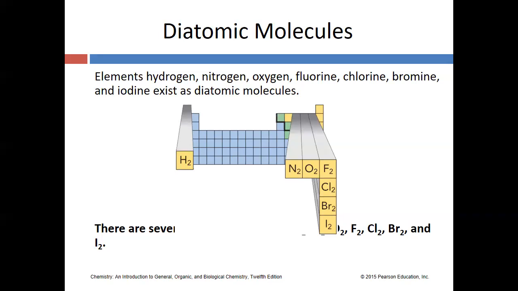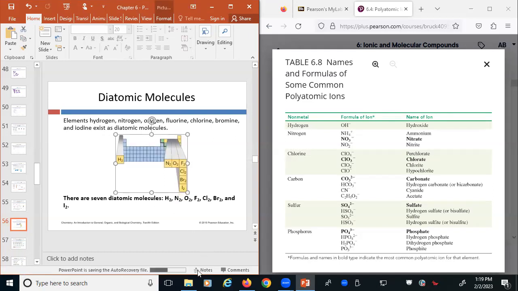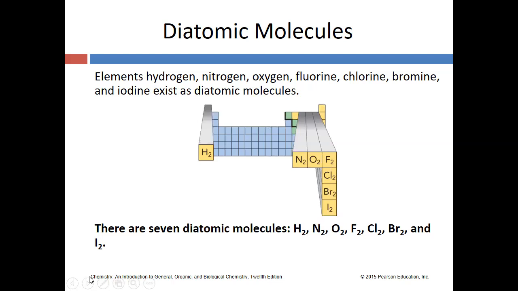Now, this kind of self-bonding takes place in a very limited series of elements here on the periodic table. In particular, we talk about 7 diatomic elements. That is 7 elements: hydrogen, nitrogen, oxygen, and the halogens. Those 7 elements are the ones that form diatomic molecules naturally. Now, that's not to say that these are the only ones that bond with themselves. What we will find is that a lot of the nonmetals will self-bond. But these are the ones that do it the most simply.